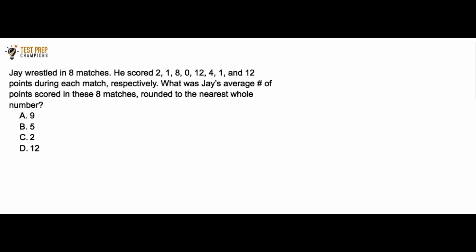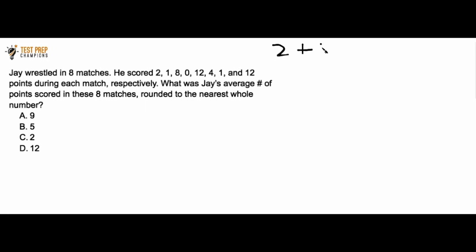Jay wrestled in 8 matches. He scored 2, 1, 8, 0, 12, 4, 1, and 12 points during each match, respectively. What was Jay's average number of points scored in these 8 matches, rounded to the nearest whole number? A, 9, B, 5, C, 2, or D, 12? Let's have you pause the video, give this one a shot, and then when you're ready, we'll go over how to do it.